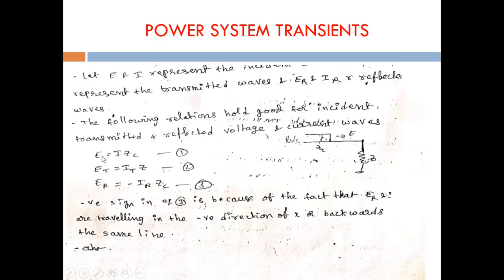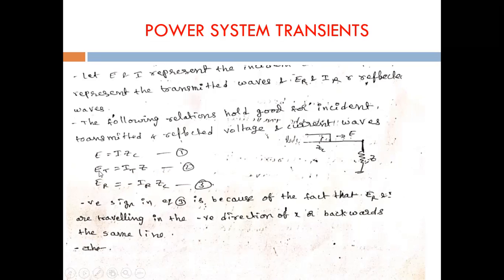Okay, this is the incident voltage E, this is the transmitted voltage E, and this is the reflected voltage E. Normally we know that voltage V is equal to I into R. Instead of R, we take ZC, the characteristic impedance. Therefore, E is equal to I into ZC, where E and I are the incident voltage and current values, and ZC is the characteristic impedance. This is equation number 1.